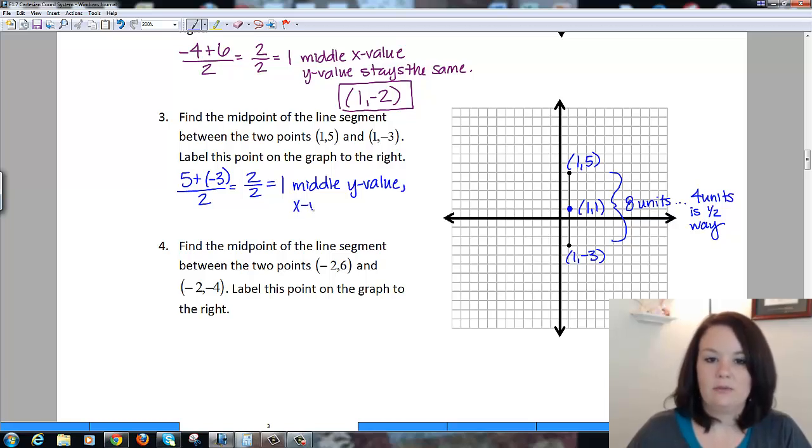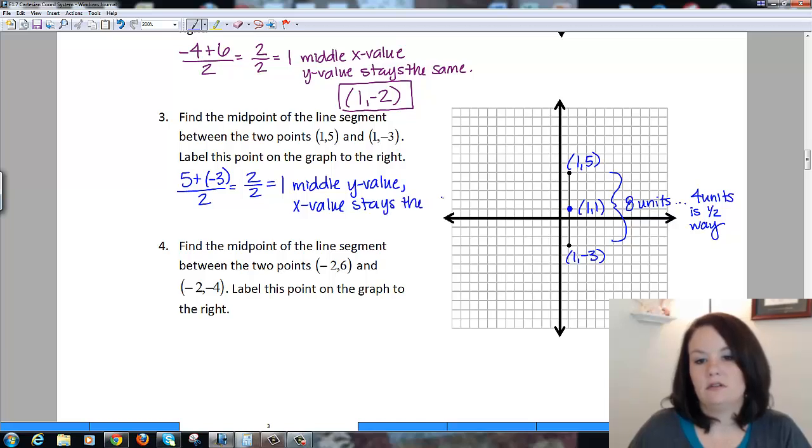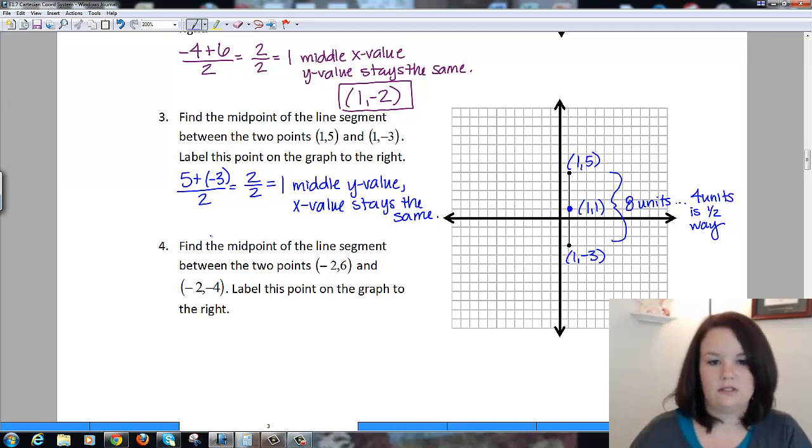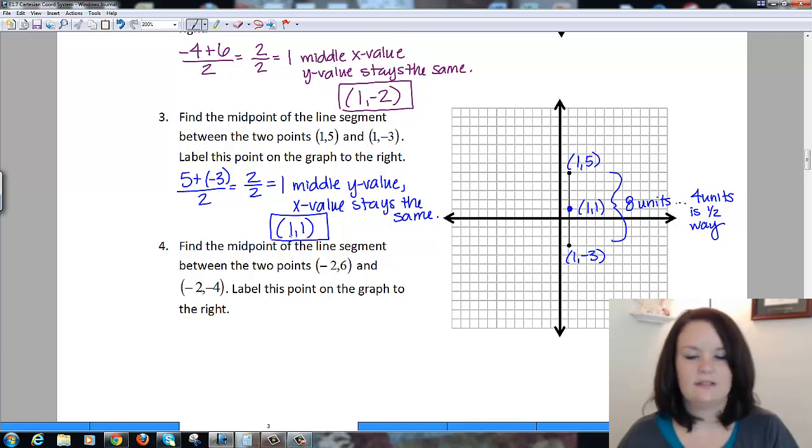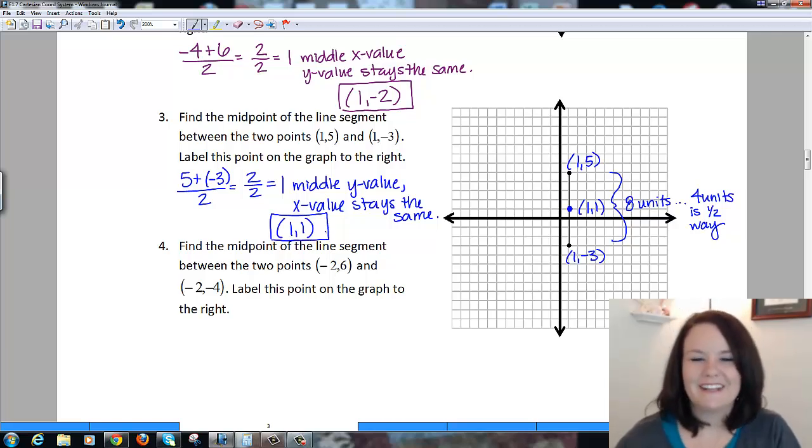Okay, and here my x value stays the same because it's just a line straight through the x value of 1. Okay, so that means that my midpoint for this line segment would be 1, 1. Okay, does that kind of make sense? We're going to tie it all together here in a minute.